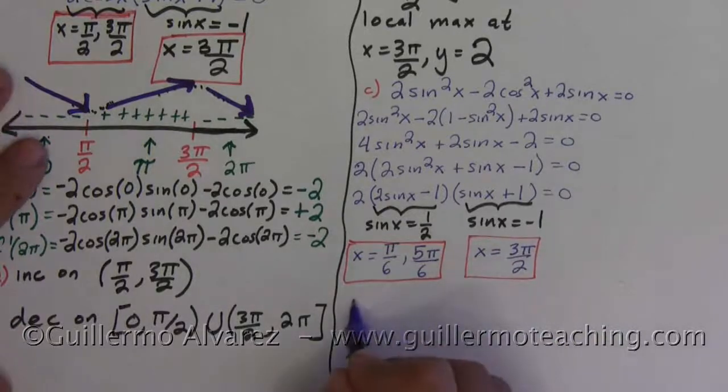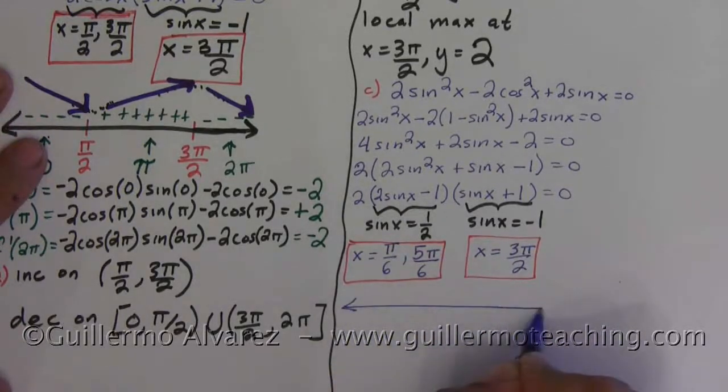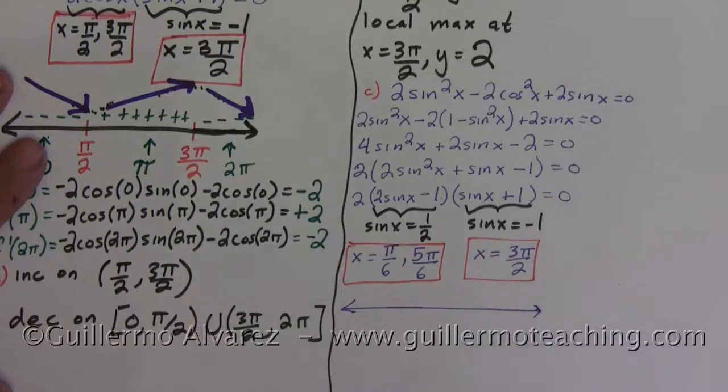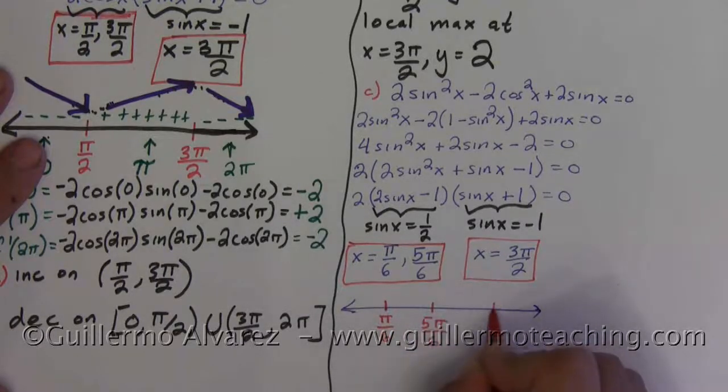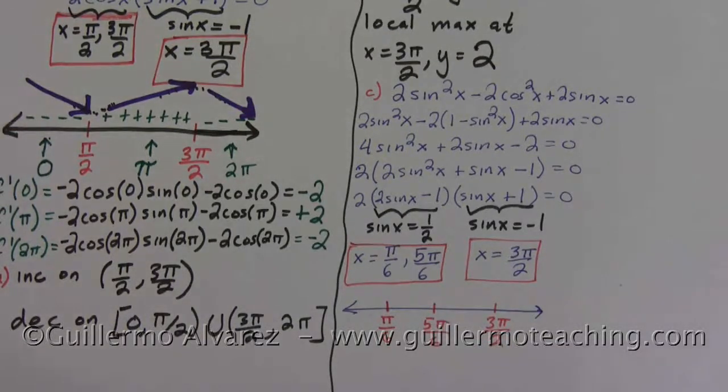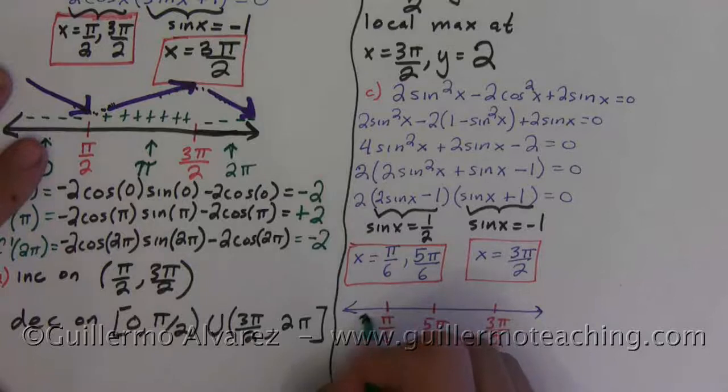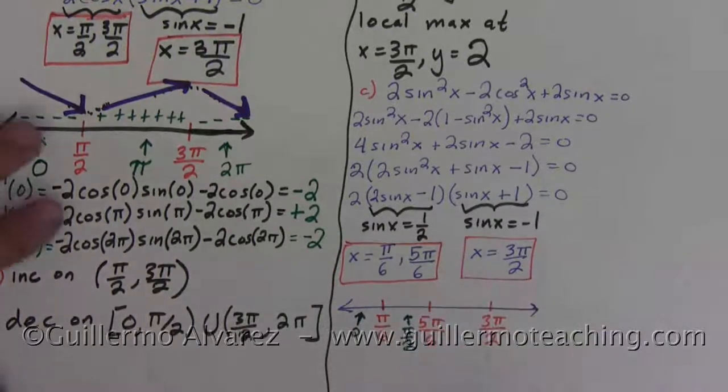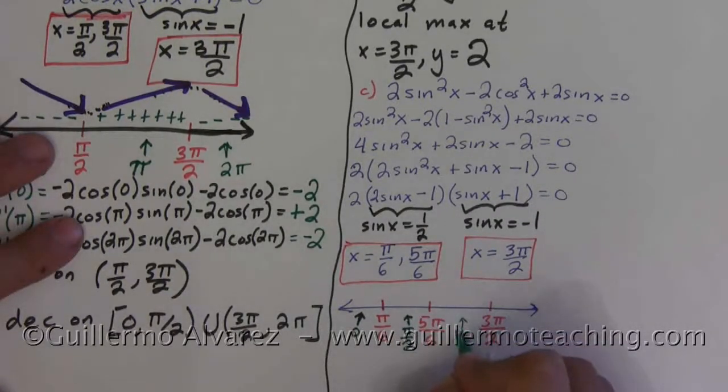And so I'm going to do the same thing. I'm going to do a number line. I'm going to put my possible inflection points here. So I have pi over 6, 5 pi over 6, and 3 pi over 2. And I'm going to test inside each one of these. So I'm going to pick 0, pi over 2. Here I'm going to pick pi and 2 pi.